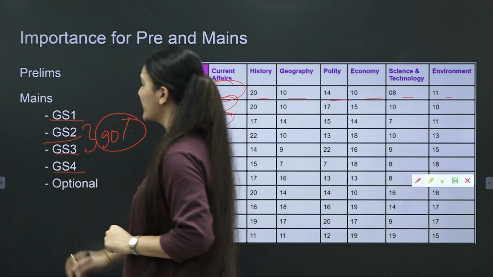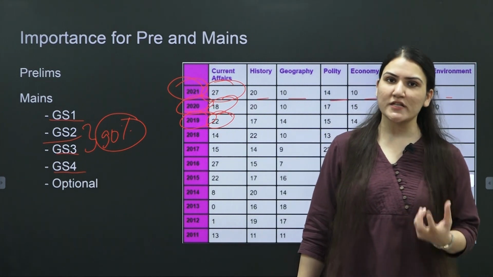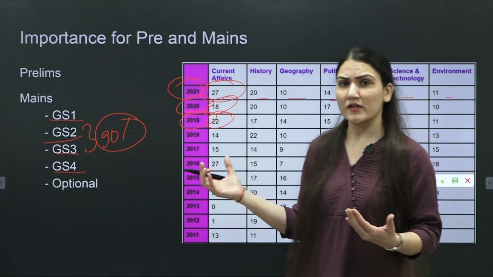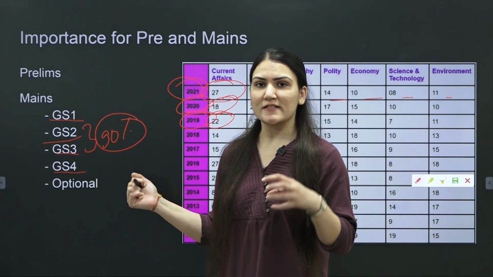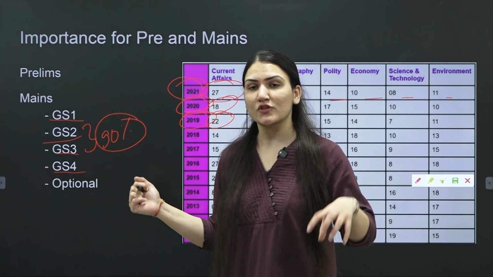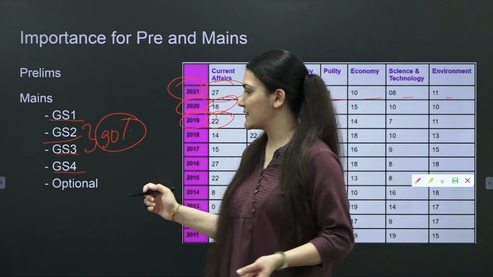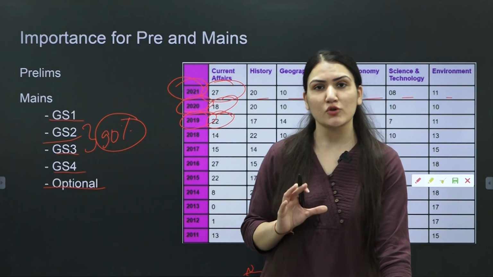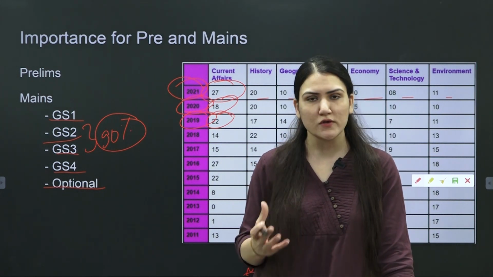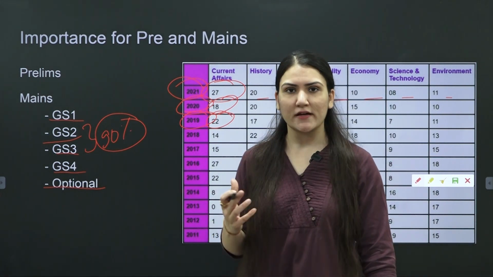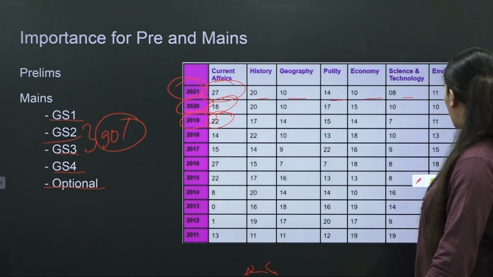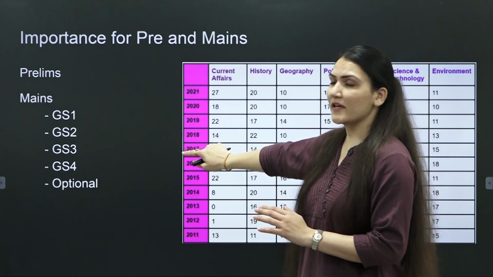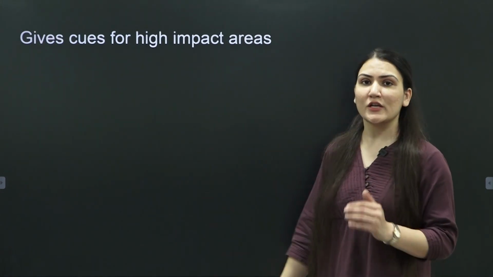Then you have GS4. Again, in GS4, they pick up case studies from different current affairs, which are again linked to your current issues, events, etc. Then again, in optional, you have to use examples, especially in humanities subjects like sociology, philosophy, etc. You have to use current affairs examples. So in all of these areas, be it prelims or mains, it is quite important and you simply cannot ignore it.